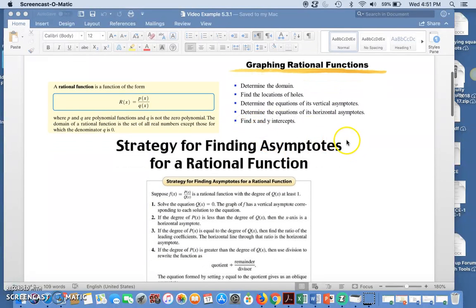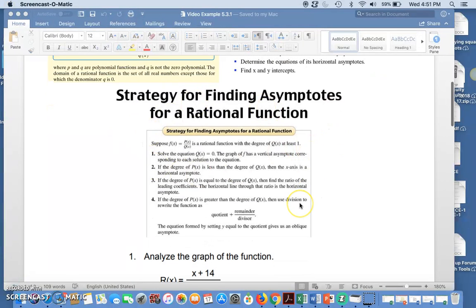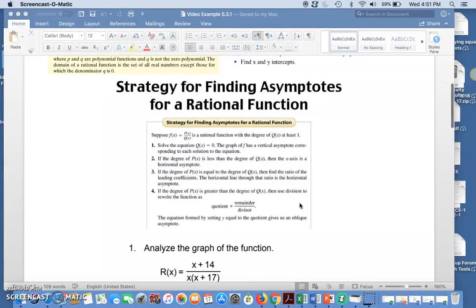And then finding your x and y intercepts. X-intercepts are where y, or the function value, equals 0. The y-intercepts are when x equals 0. And this is just the basic strategy for doing this.